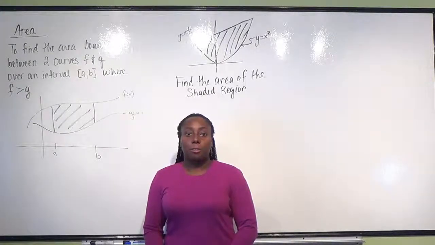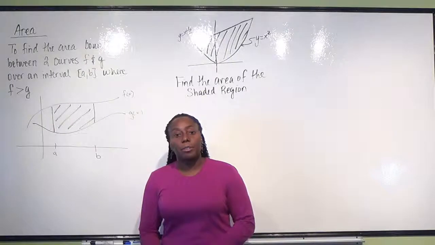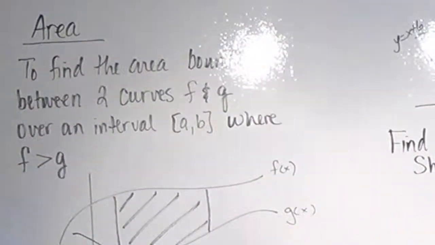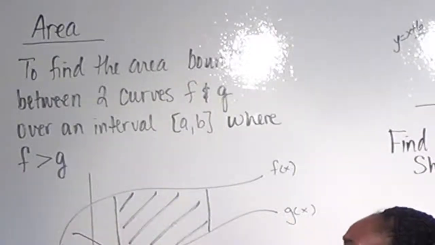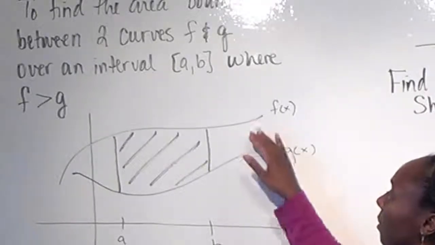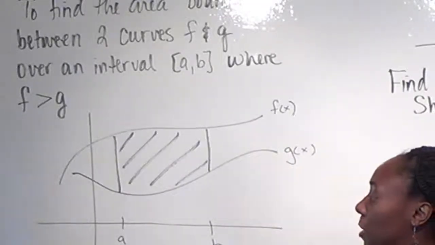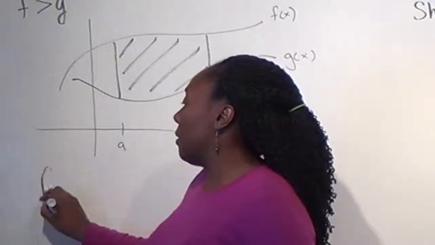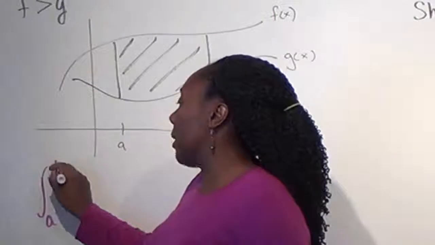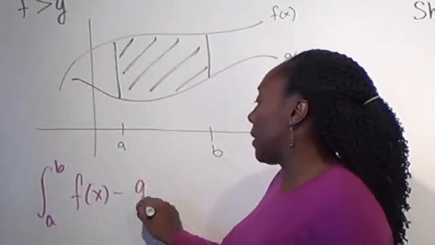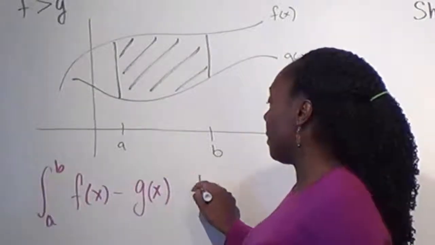This next section, we're going to look at area between curves. Basically, to find the area between two curves, f and g, over an interval from a to b, where f is greater than g, we're looking at a picture that looks something like this. My f is always bigger than my g over the interval. Then we can say that the area is going to be the integral from a to b of f of x minus g of x dx.